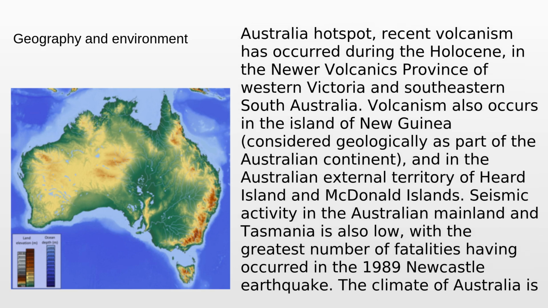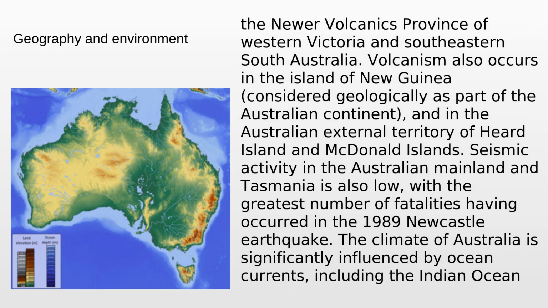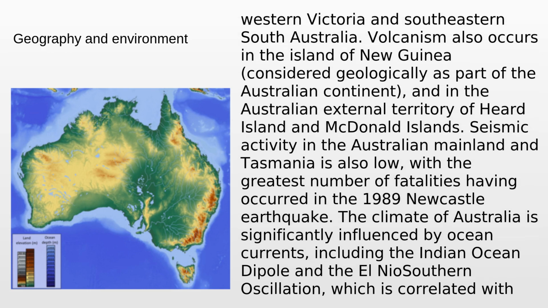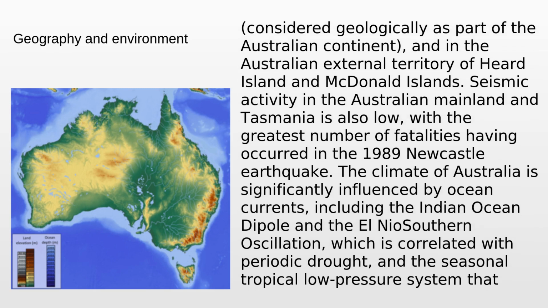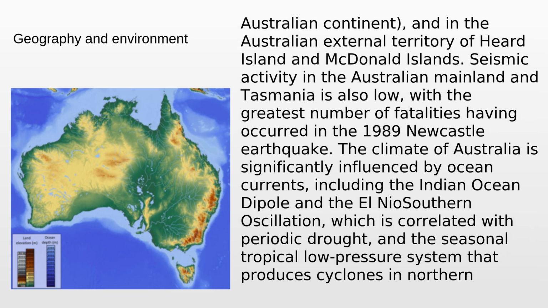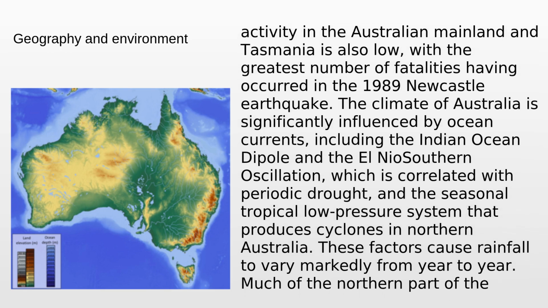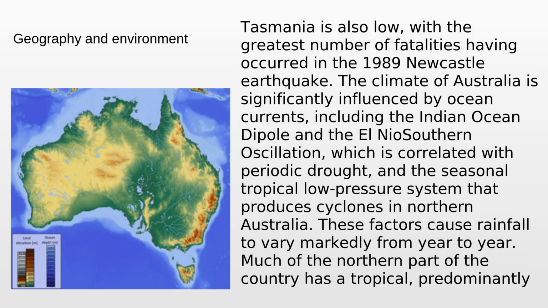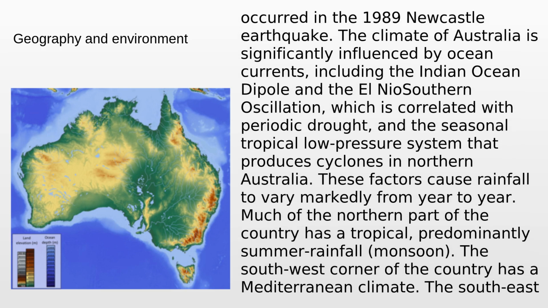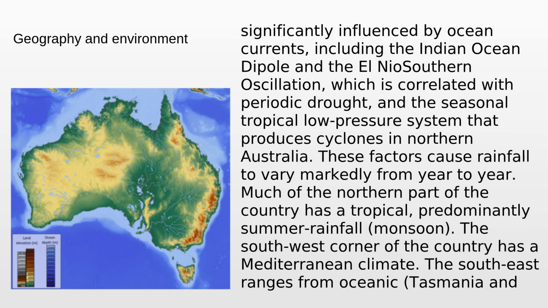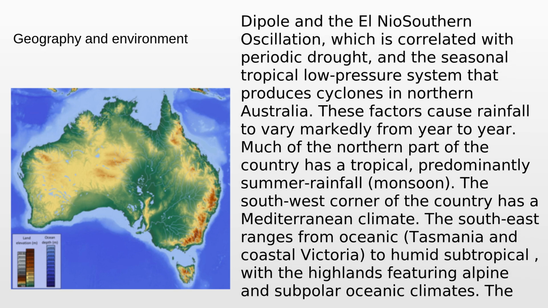The Australian mainland and Tasmania are situated in the middle of the tectonic plate and currently have no active volcanoes, but due to passing over the East Australia hotspot, recent volcanism has occurred during the Holocene, in the newer volcanics province of Western Victoria and southeast South Australia. Volcanism also occurs in the island of New Guinea, considered geologically as part of the Australian continent, and in the Australian external territory of Heard Island and McDonald Islands. Seismic activity in the Australian mainland and Tasmania is also low, with the greatest number of fatalities having occurred in the 1989 Newcastle earthquake.